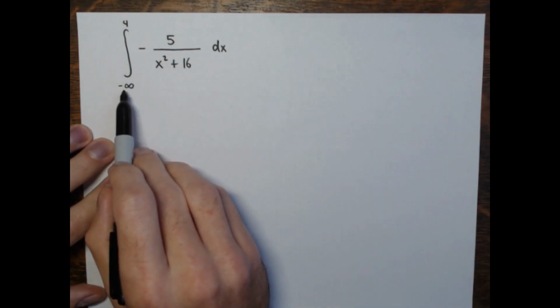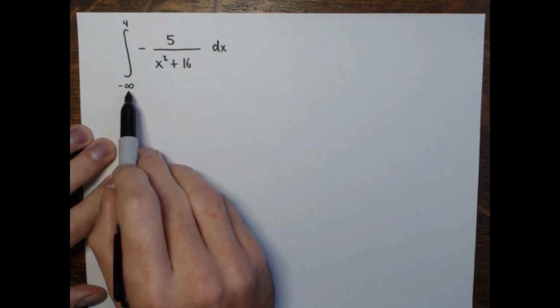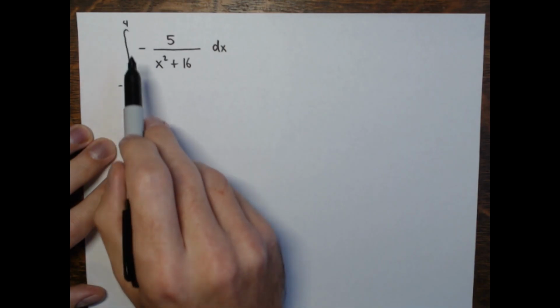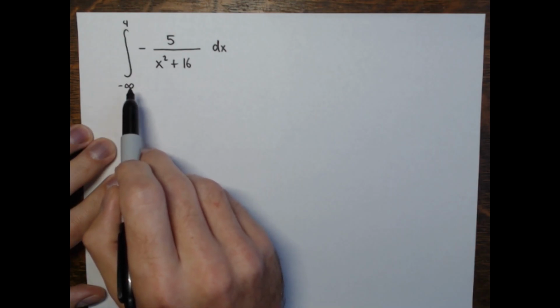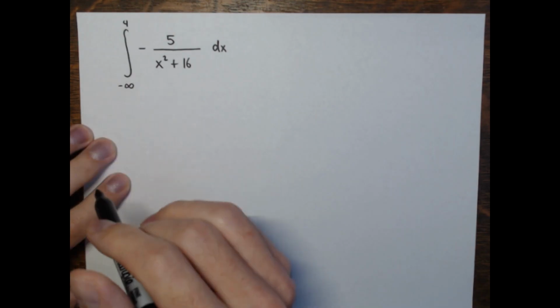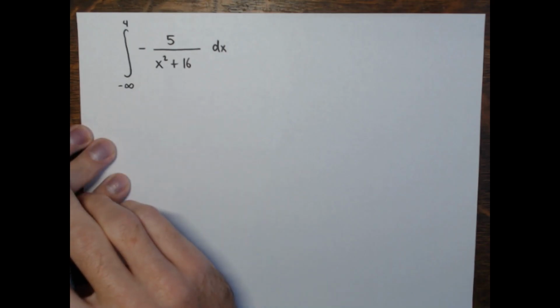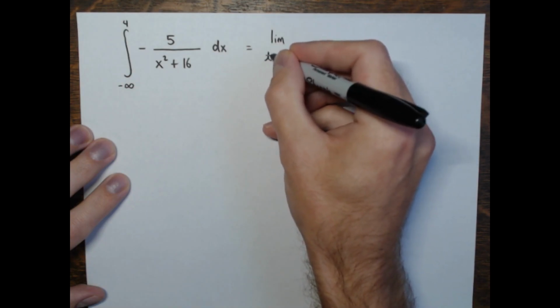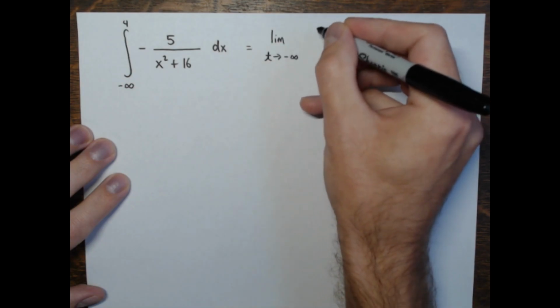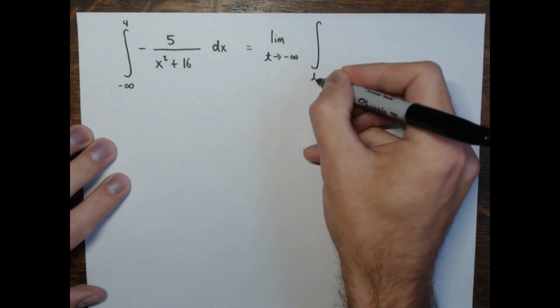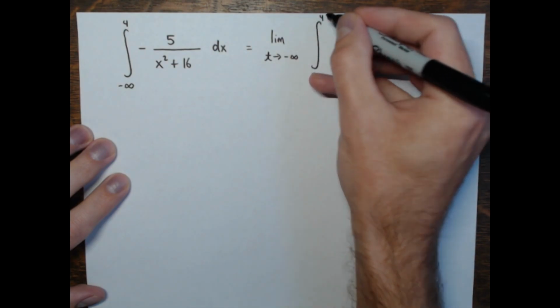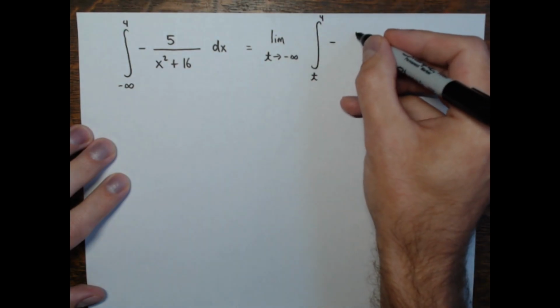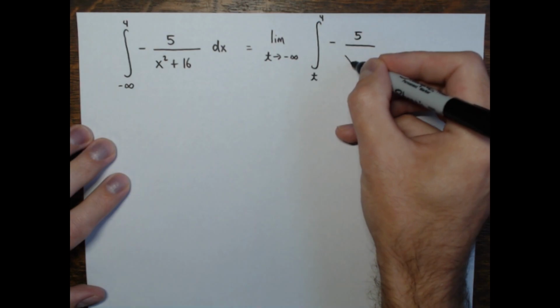So once again, this negative infinity down here, I'm going to replace this with t, and we'll take the limit as t approaches negative infinity. So we'll go from t to 4, some finite interval, and then have t approach negative infinity, make it approach an infinite interval. All right, so again, I'm going to write this as the limit as t approaches negative infinity of the integral from x equals t to x equals 4 of this negative 5 over x squared plus 16.